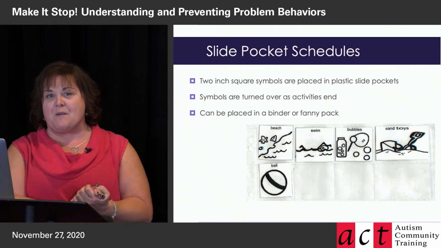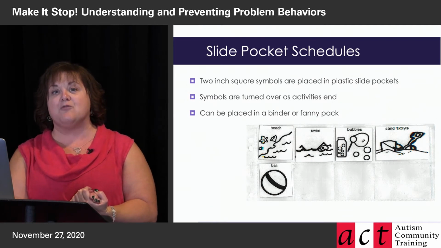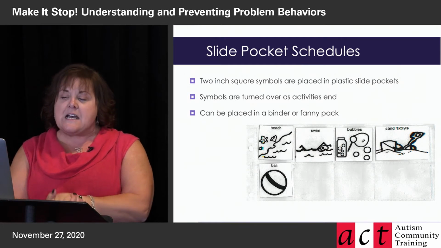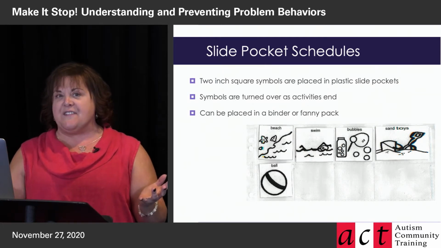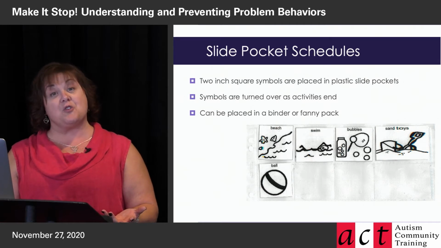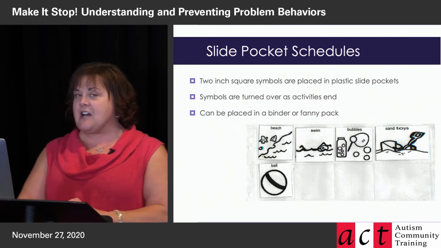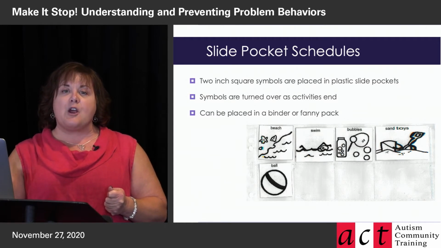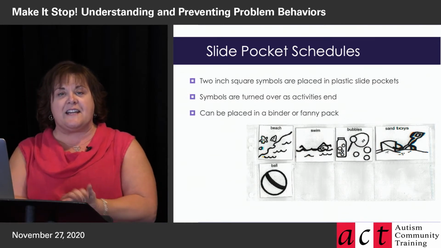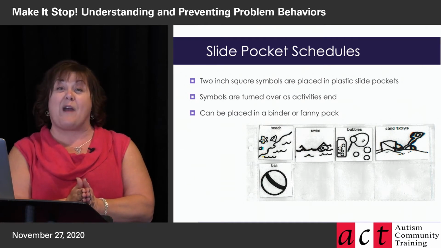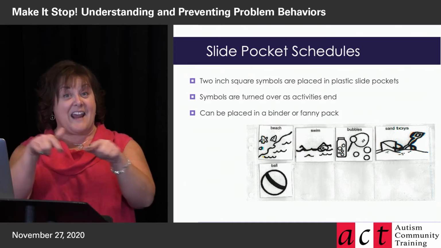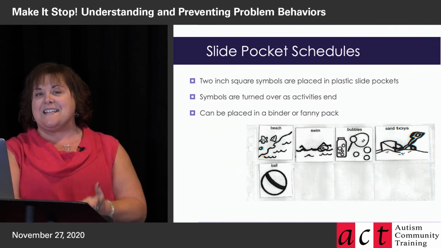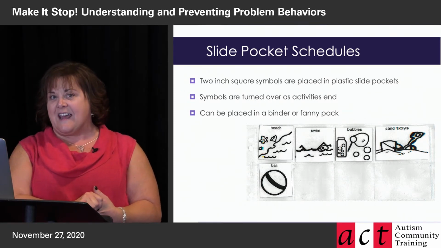So these are symbols from the Boardmaker software program, and if you Google Boardmaker, you'll be able to get information on how to purchase that. Thousands of symbols in there, and we're going to talk more about symbols if you're joining us tomorrow. I'm going to be talking about symbols tomorrow too. But these are 2-inch symbols, and they're placed in plastic pages that in the olden days were used to hold photographic slides when we had a slide carousel before we had fancy projectors. They're not as easy to get anymore, but you can get them on Amazon.